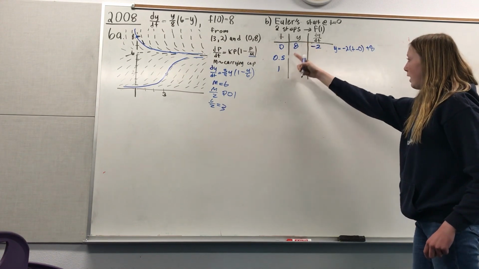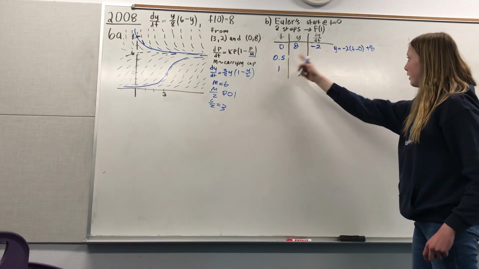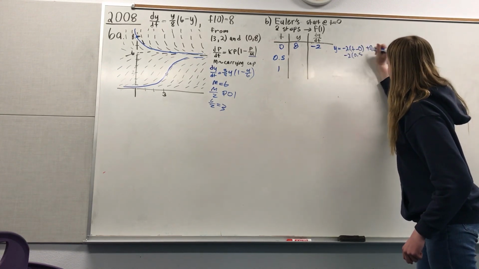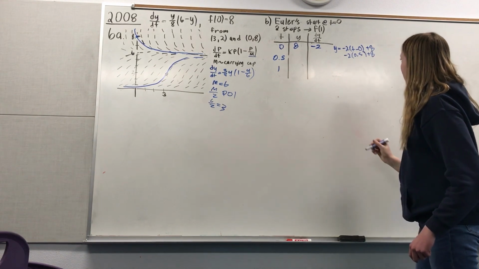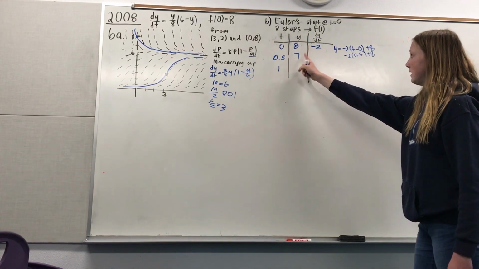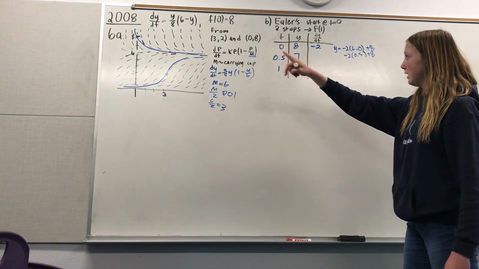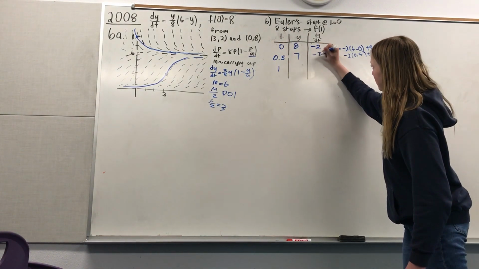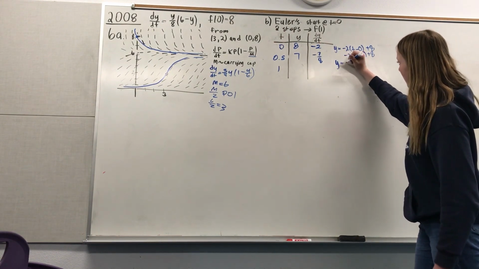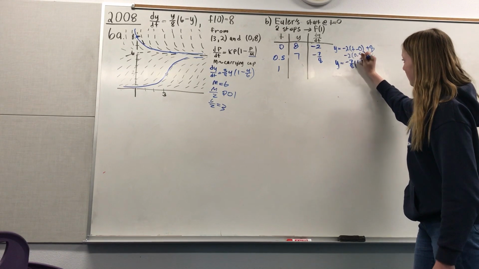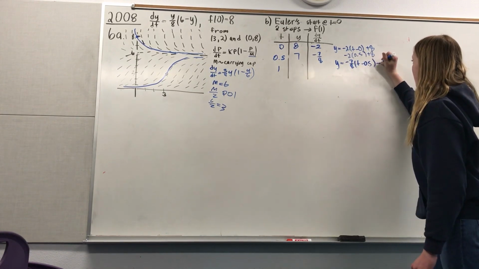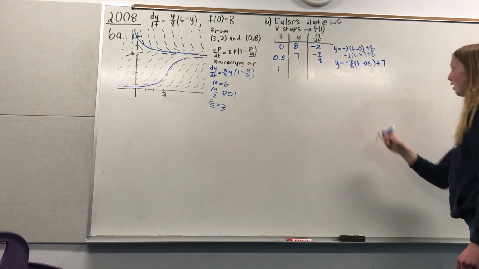To get my new y value at t equals 0.5, I'll plug in 0.5 for t, so I get -2 times 0.5 plus 8, and this will give me 7 for y. And now I plug in 7 into the dy/dt equation, and I get -7/8. This will be the slope for our new equation, -7/8 (t minus 0.5, the t value) plus 7.